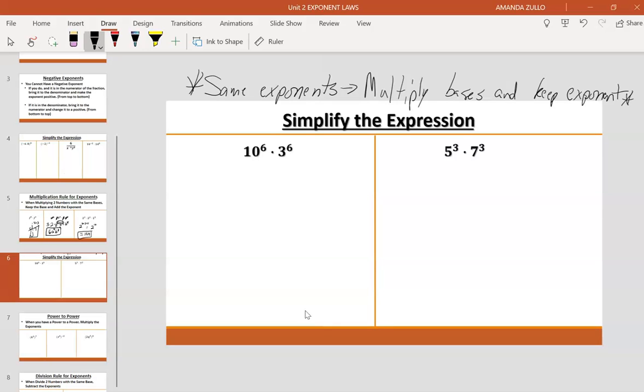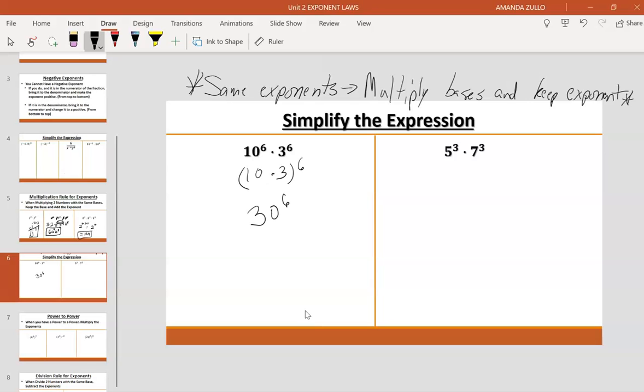All right, so I'm going to multiply my bases. So I have 10 times 3, which is 30. And I'm going to keep my exponent, which is 6. All right, so what I did, 10 times 3.